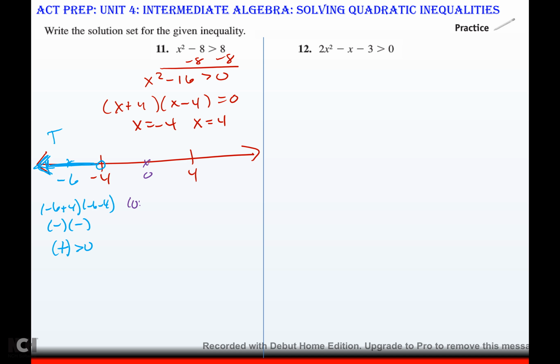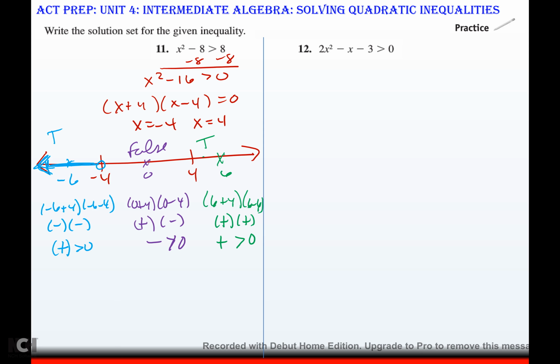Okay, test the middle. 0 is a good one. 0 plus 4, 0 minus 4. That's a positive. That's a negative. A negative is not greater than 0, so this section is false. Pick something bigger than 4, like 6. And I have 6 plus 4 and 6 minus 4. That's a positive. That's a positive, which is greater than 0 always. So this is true, but not included. So my solution is x is less than negative 4, or x is greater than positive 4. See how I wrote the 6 again?